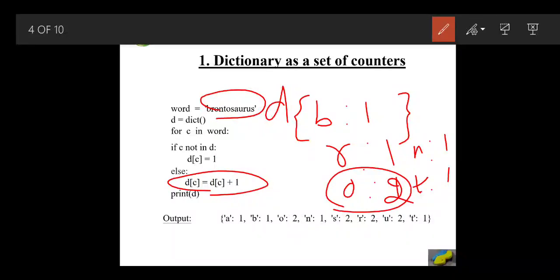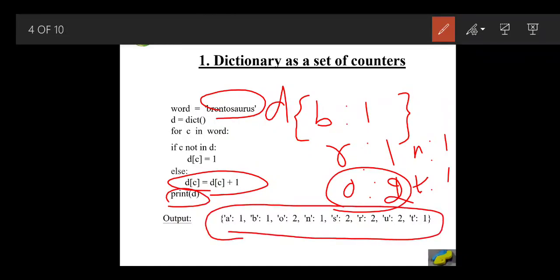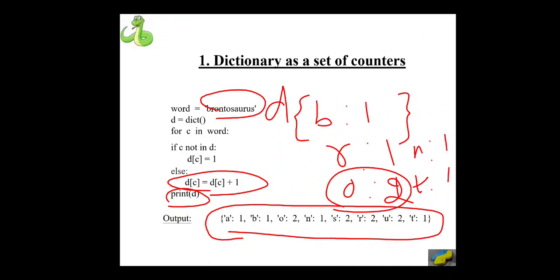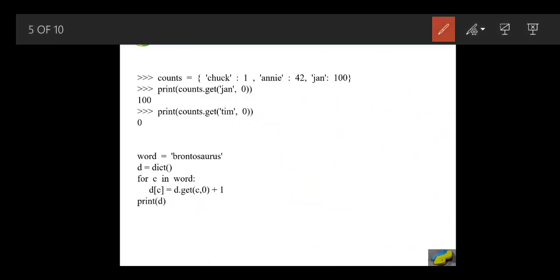After that, if you give just print of D, it will print the dictionary. Okay, it may be in any order. If you execute the same program two times on your computer system or in interactive mode, you will get a different order. So that is one of the properties of a dictionary. Got this?